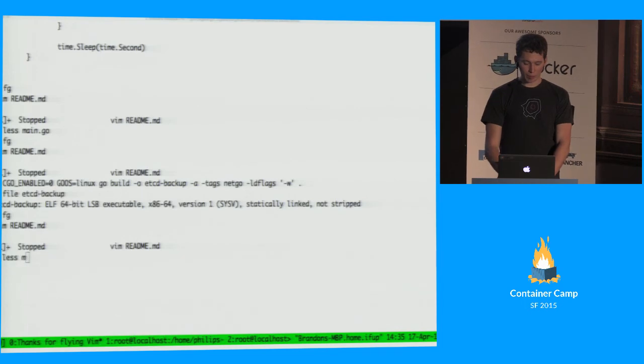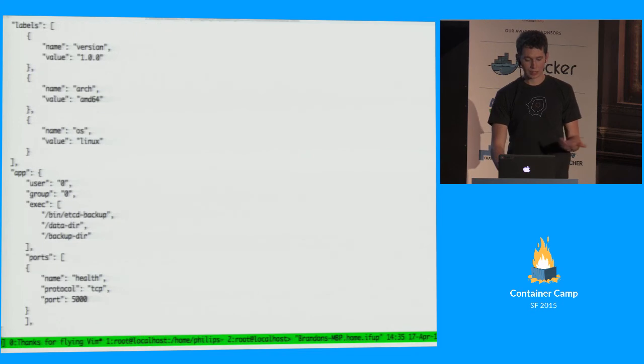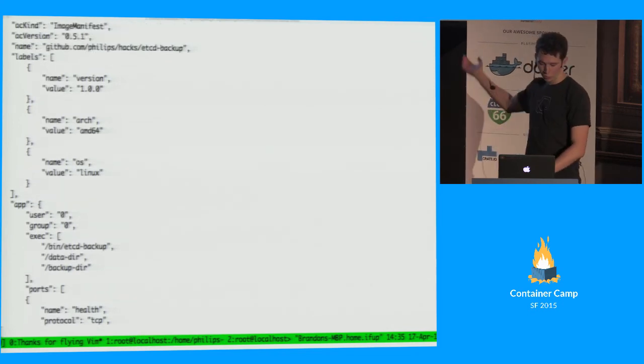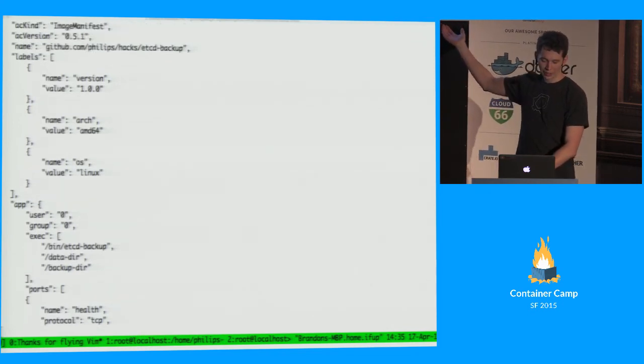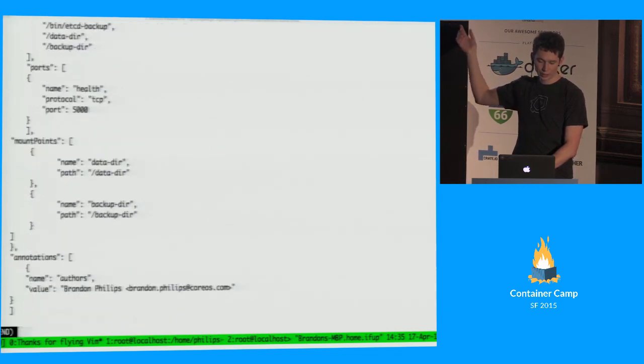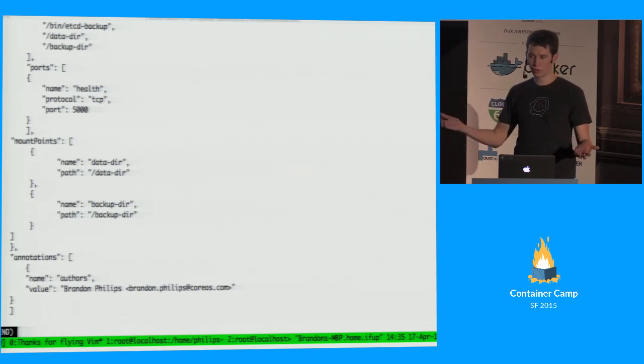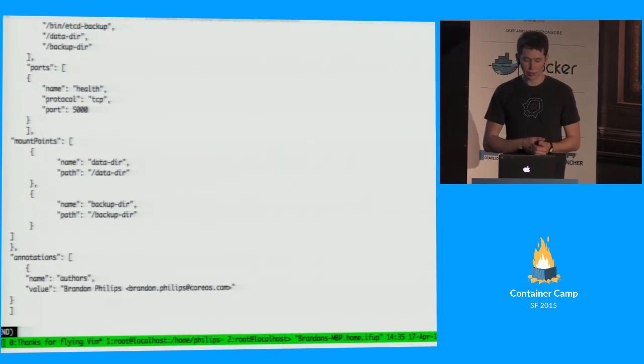Then we have a manifest that actually describes this. This is the app container manifest, essentially saying that this code is 1.0. It's running on an AMD64 processor. It's designed for Linux. It's going to expose a health port on TCP 5000, and then the two mount points, which are the data dir and the backup dir.